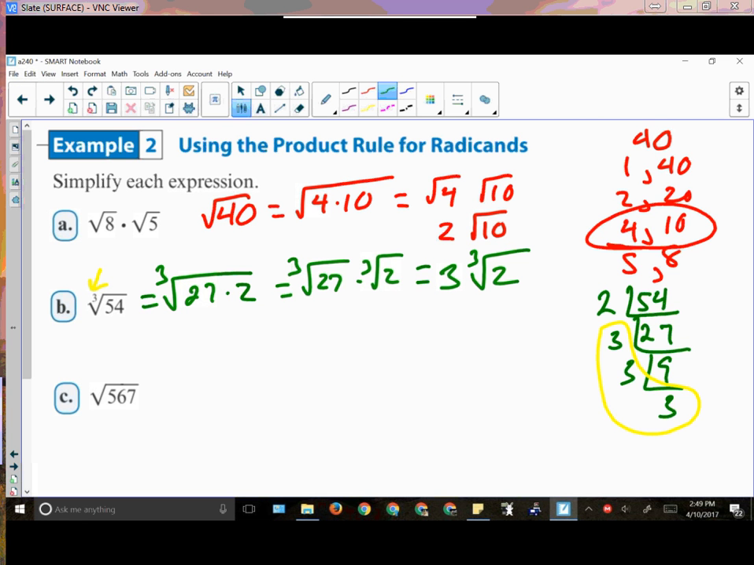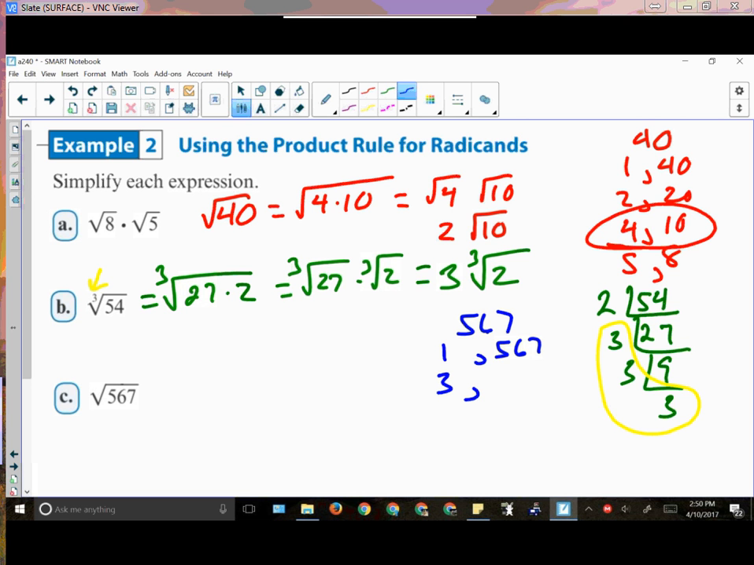Now, the next one I got, 567. So that one I can just look at the factors of it, because we're just looking for square roots, so we can go for perfect squares. So I've got 567. Well, I know it's divisible by 1 and 567. It's not even, so it's not divisible by 2, is it? Is it divisible by 3? Well, if I add all these up, 5 and 6 gives me 11, 11 and 7 gives me 18, so yes, it will be divisible by 3.